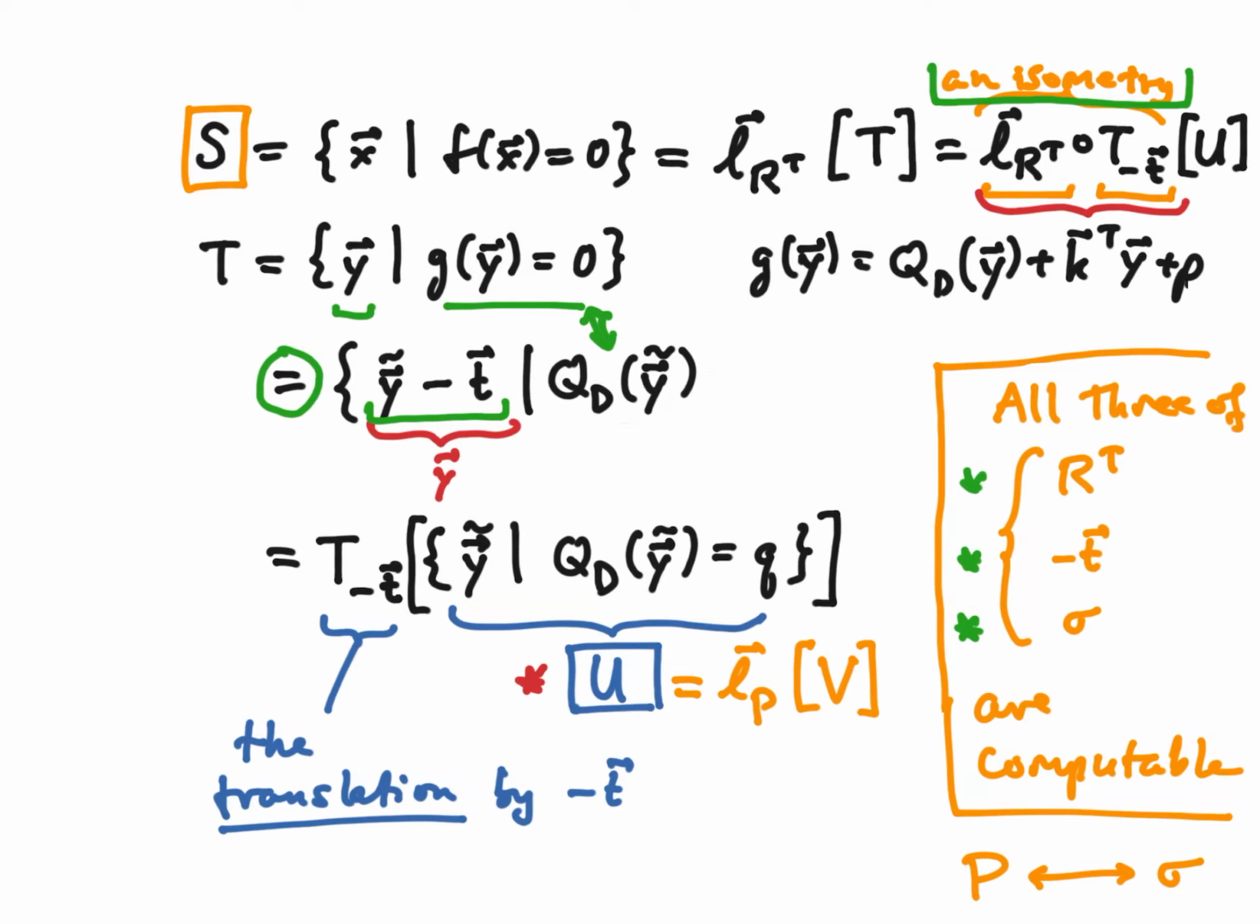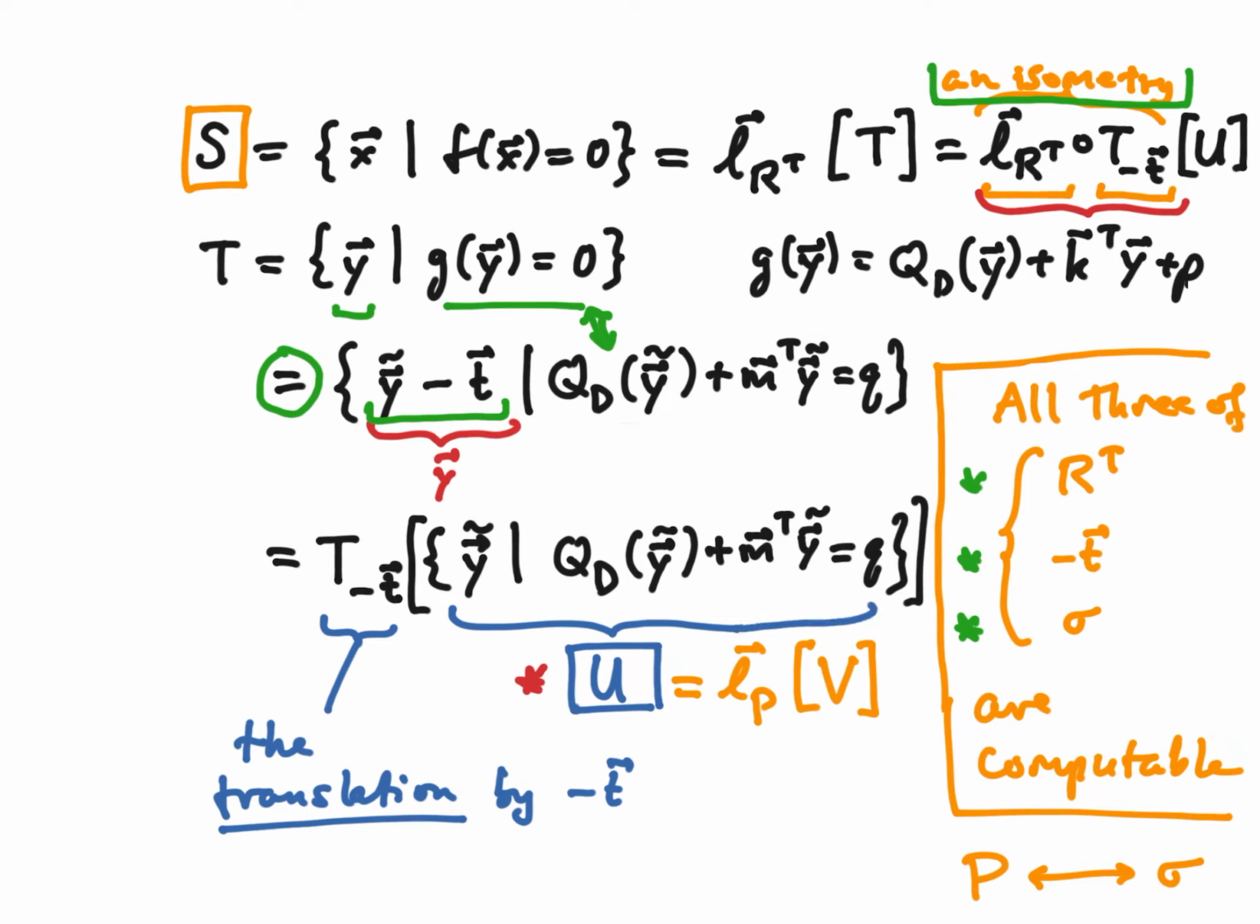Now the equation here is wrong. I have to correct this equation. Remember that this equation really should read this plus M transpose Y tilde equals Q, and same here. And that's the set I'm calling capital U.